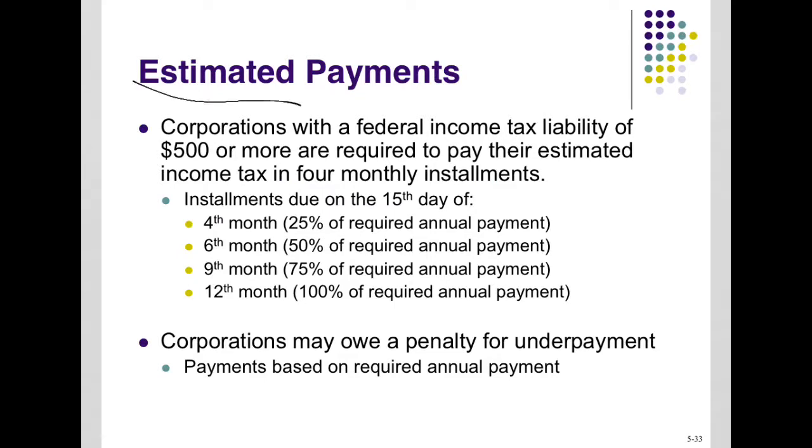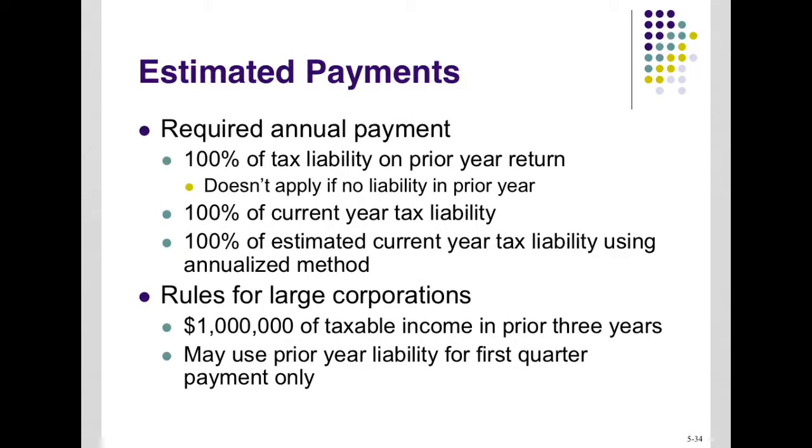Estimated taxes, sure enough, corporations pay as they go. Here's the basic rules. Pay in 4 monthly installments, and just like individuals may owe penalty for underpayment of the pay-as-you-go required estimated payments. There is a safe harbor, 100% of the tax liability. This is a safe harbor rule.